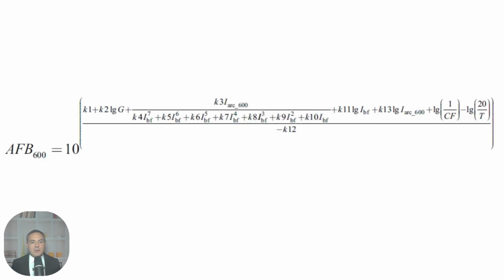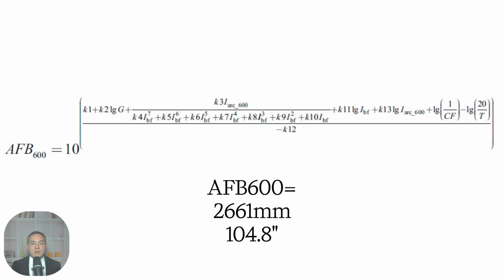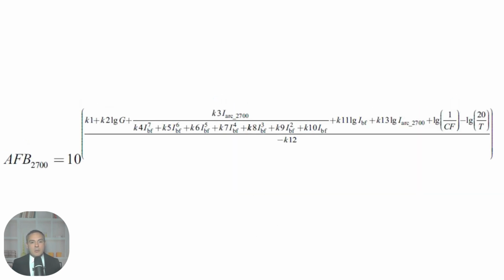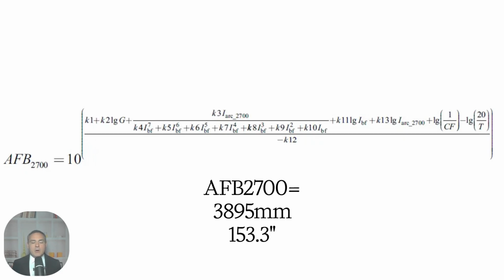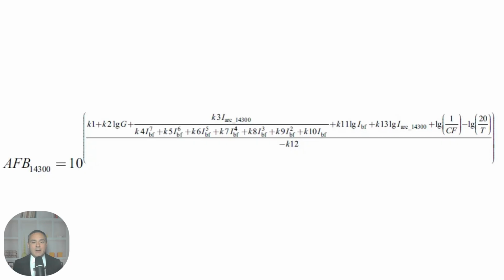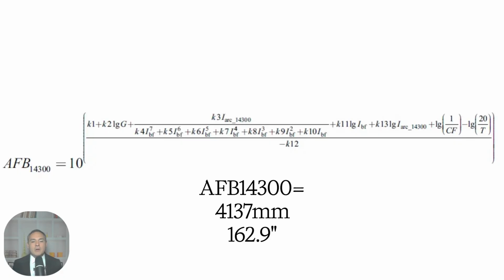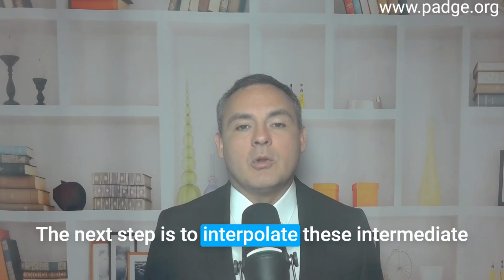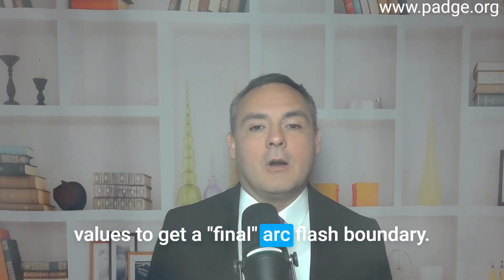Let's look at AFB 600, the first intermediate arc flash boundary equation. Notice the equation is similar to E600. The result is 2,661 millimeters or 104.8 inches. This is the AFB 2700 intermediate arc flash boundary equation. The result is 3,895 millimeters or 153.3 inches. Finally, this is the AFB 14,300 intermediate arc flash boundary equation. The result is 4,137 millimeters or 162.9 inches.